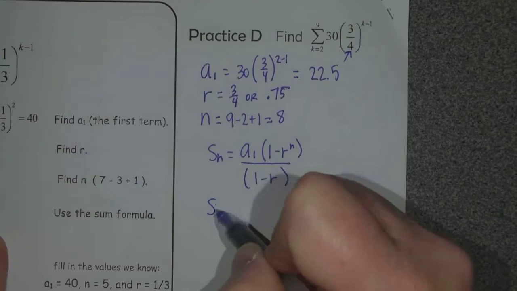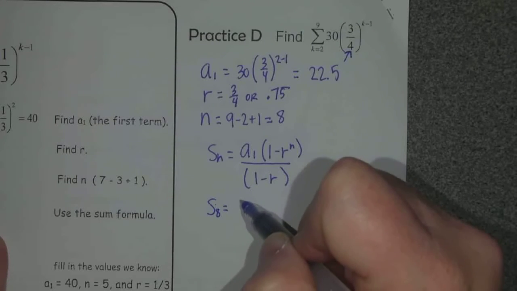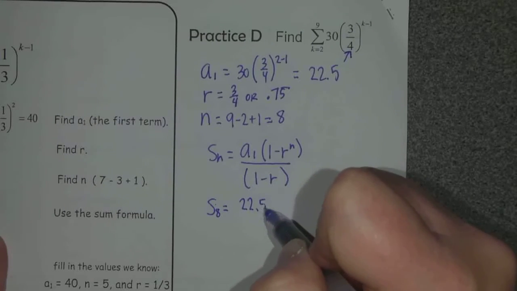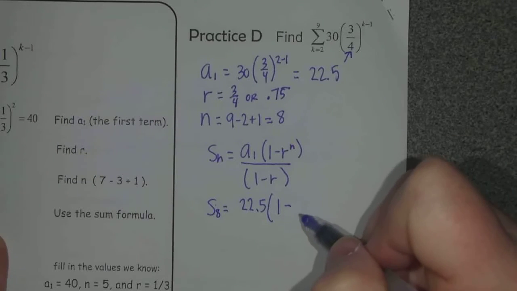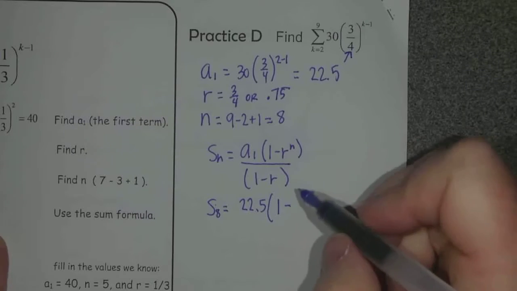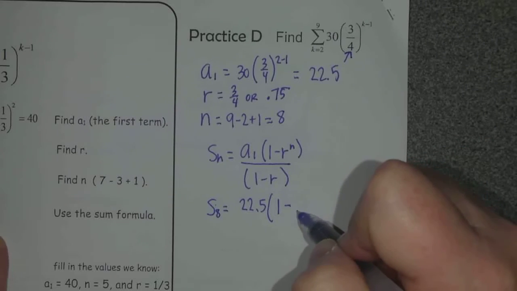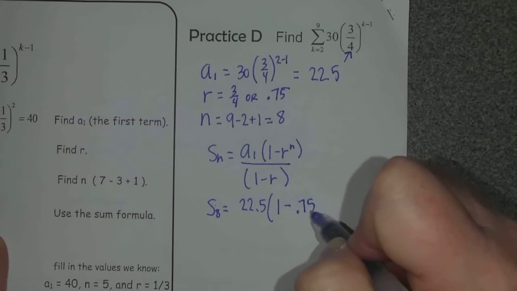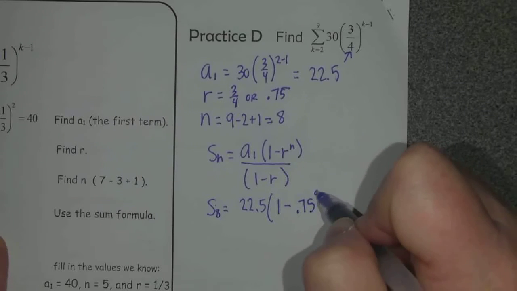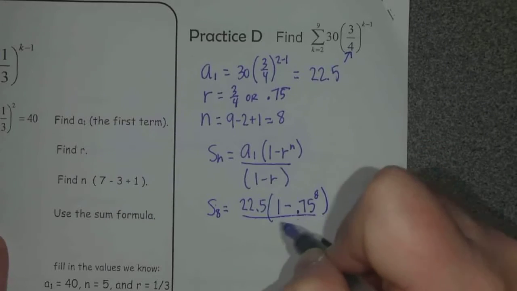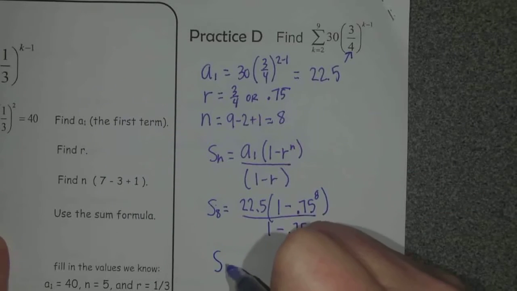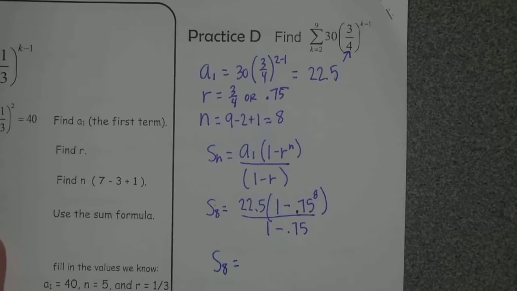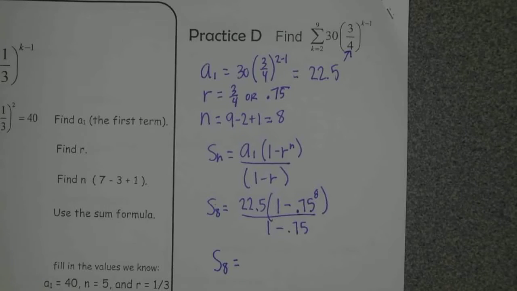So I'm going to do the sum of the first 8 terms of this series. I'm going to have 22.5 times 1 minus the ratio. Do you want 0.75 or do you want 3/4? 0.75 to the 8th power all over 1 minus 0.75. You're just going to let your calculator do the work on that. Shout it out when you get the answer for me. No, seriously.